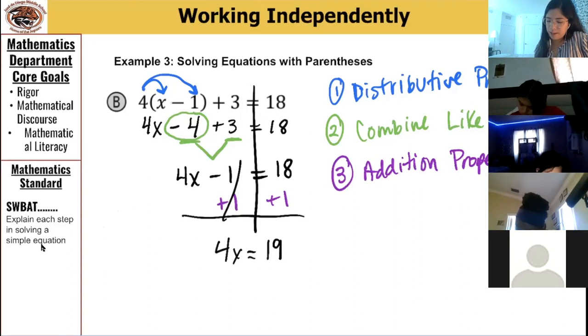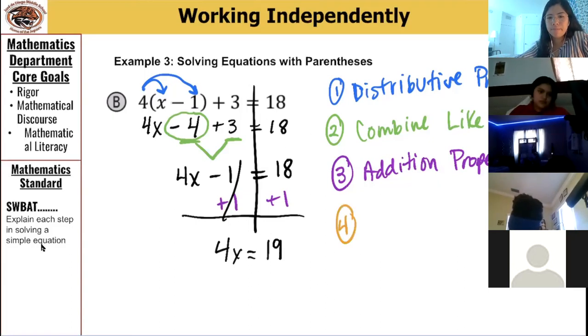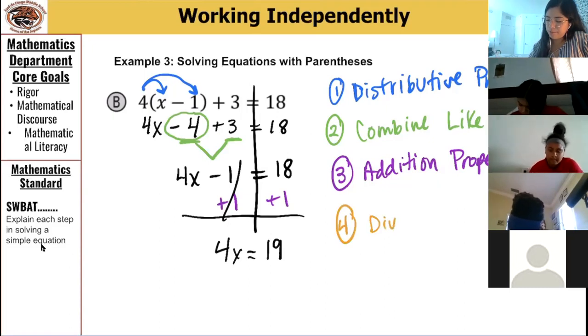And my last step is going to be to do what? Division. Divide by 4. Good. I'm going to divide by 4.